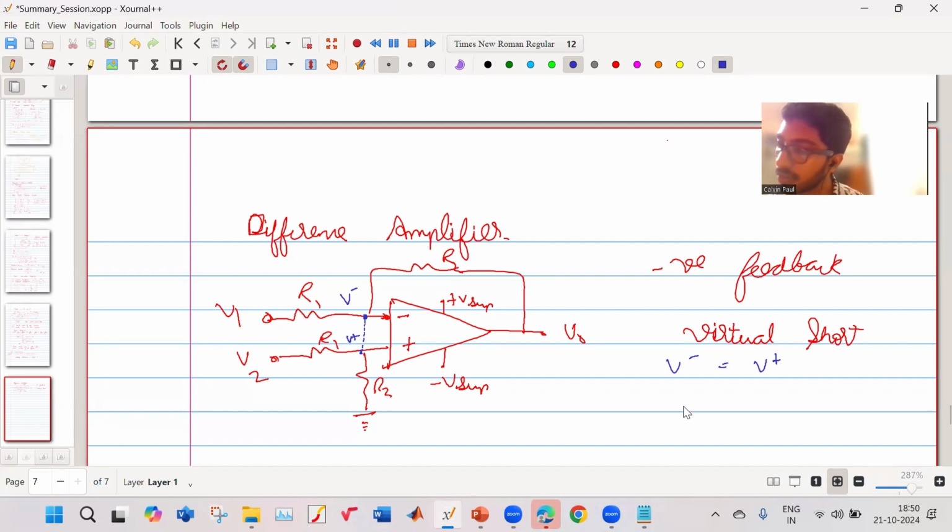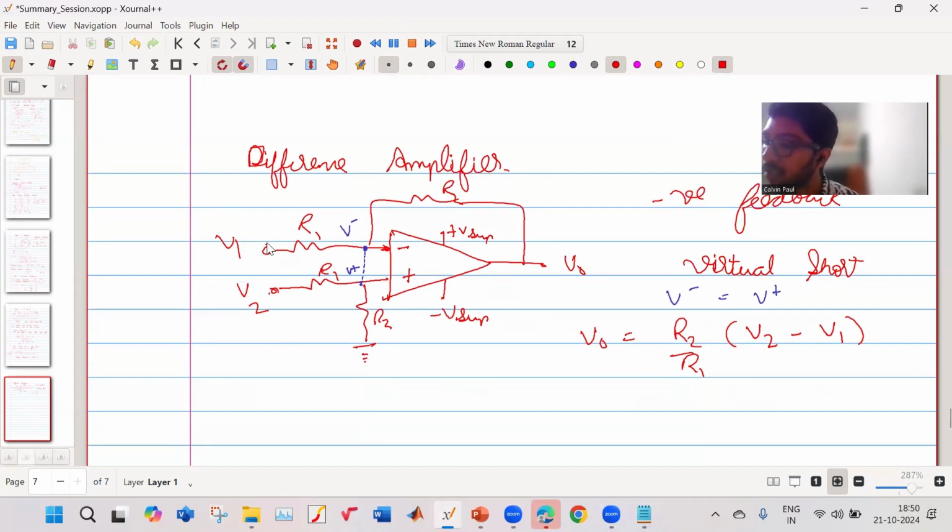This concept of virtual short is very useful for us to solve sums. If you use it, you will get your output voltage equal to R2 upon R1 into (V2 minus V1). It depends on the difference in voltage applied between the positive and negative terminals. That is why this is known as a difference amplifier.